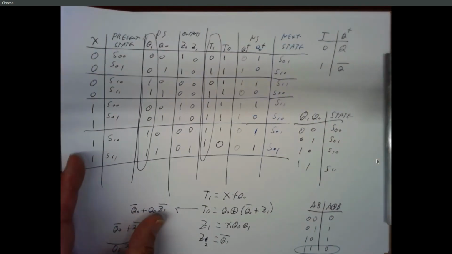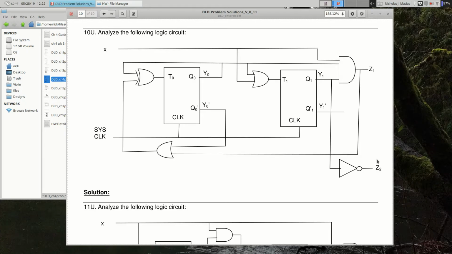Okay, let's talk about outputs. So go back to your diagram or your equations if you prefer. A Moore output depends only on the state, not on the external inputs. So Z2 is absolutely a Moore output because it only depends on Y1 bar in particular. So Z2 is going to be a function of the state you're in. Z1, we can see right away, one of the inputs to that AND gate is X. That's an external input. Z1 is a Mealy output. Depends on not just the state, but also the input values.